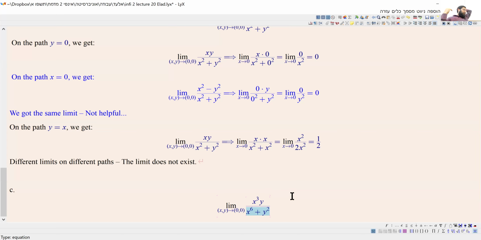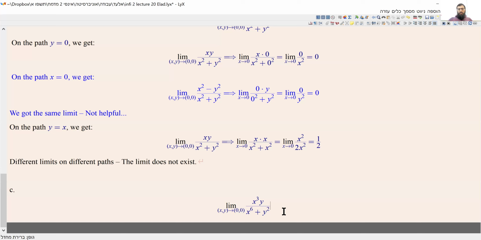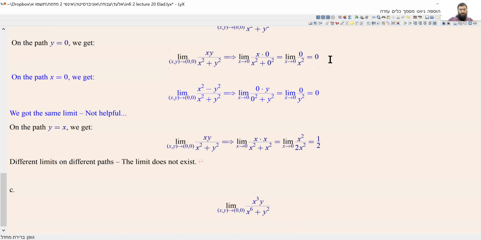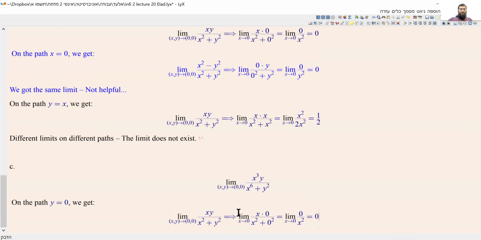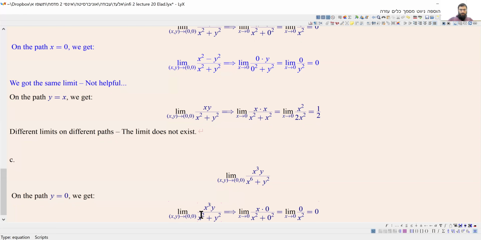But if we try and fail, we can move to the second part. How do we show that the limit does exist? A good student will probably get the right answer. We still can use the first axis. It's totally fine, it will give us the correct answer. It is x cubed multiplied by 0, over x to the power of 6, which is 0.